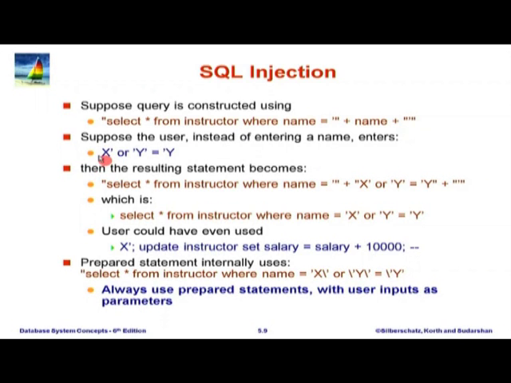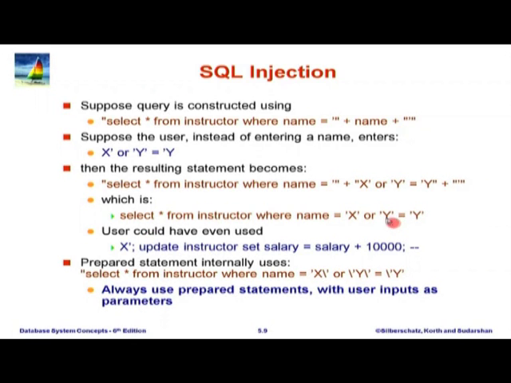But a hacker could type X quote or capital Y quote equal to quote Y and then nothing more. What will this become? The resultant statement after processing all this is this. This is the SQL statement which would get executed. Select star from instructor where name equal to quote X quote or Y equal to Y. The hacker did not type a close quote. The original quote, close quote actually came in here.